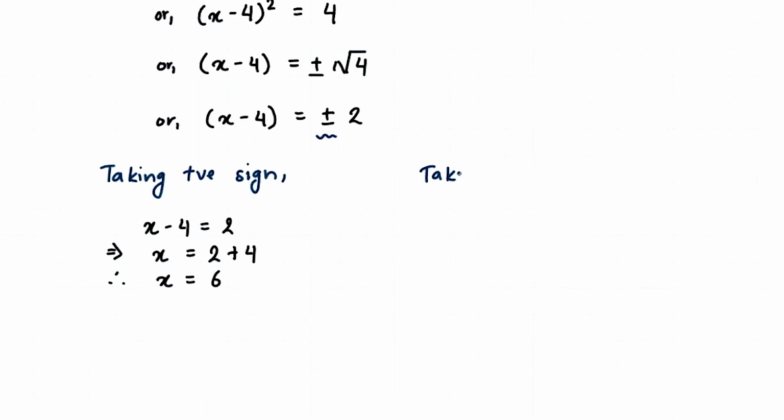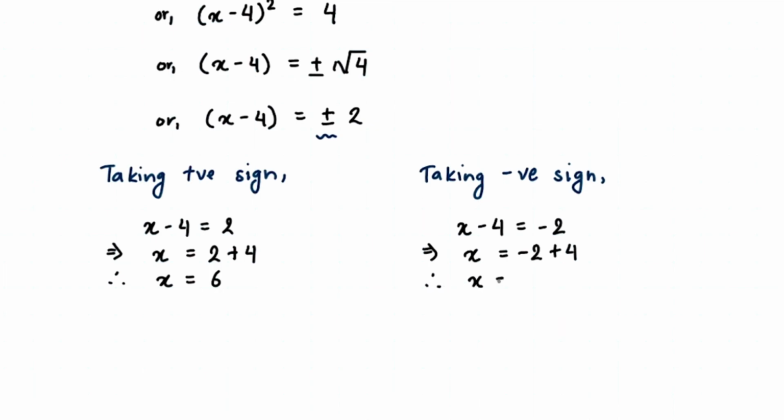Similarly, taking negative sign, we have x minus 4 equals to minus 2. This implies x is equal to minus 2. When this minus 4 goes to the other side, it becomes plus 4. And therefore, we have x equals to minus 2 plus 4 is 2. And finally, we have our two values of x, which are 6 and 2. And that's how you can solve a quadratic equation by using the completing square method.